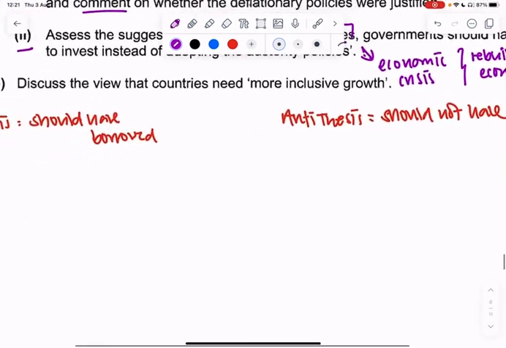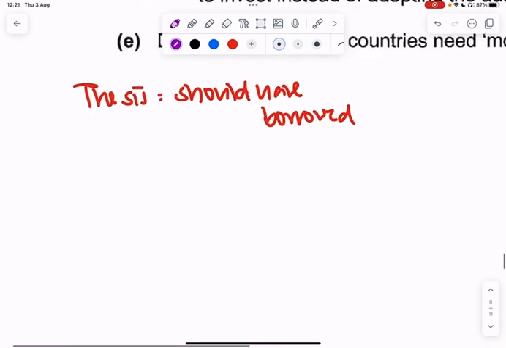So let's look at this. With low interest rates, governments should have borrowed to invest because it could lead to a rise in actual economic growth.